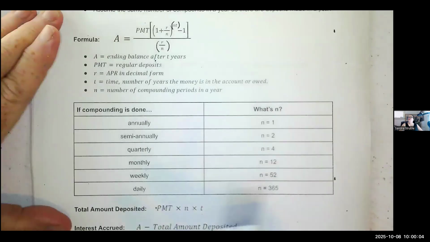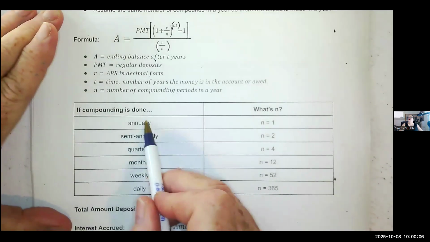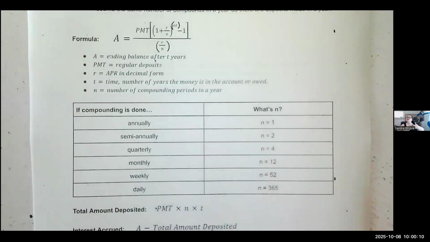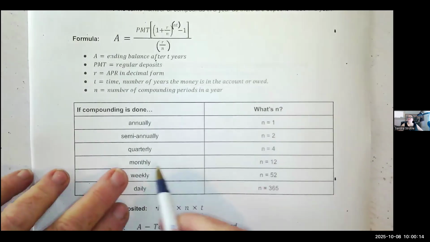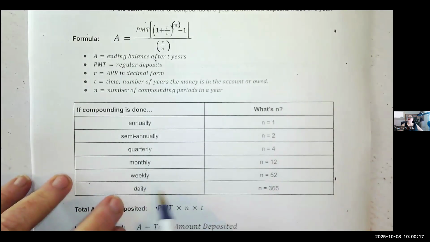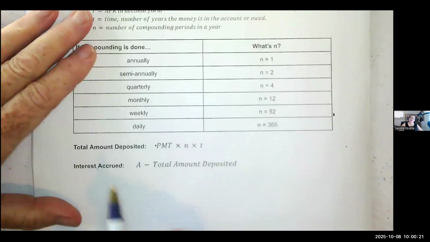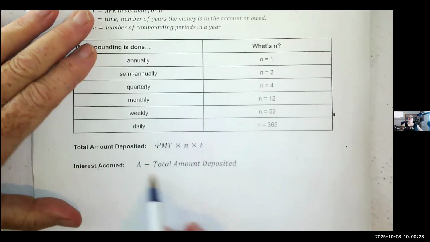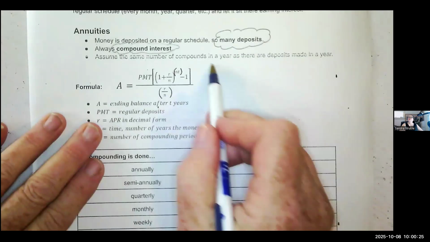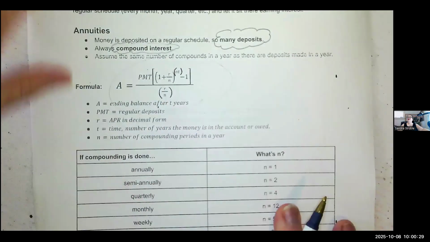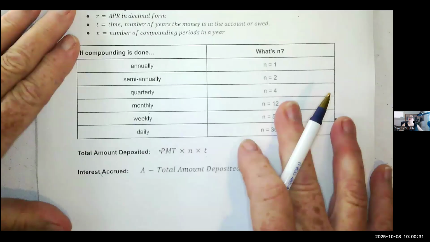So to go back over your compounding periods, annually is n equals 1, semi-annually is 2. How often does it happen in a one-year period? Quarterly happens 4 times, monthly 12, weekly 52, and daily 365. All right, total amount deposited. Now, these will not be provided to you on the exam. This one, however, will. I don't know if I'll have the parentheses or not per se, but I will try my best to remember that.